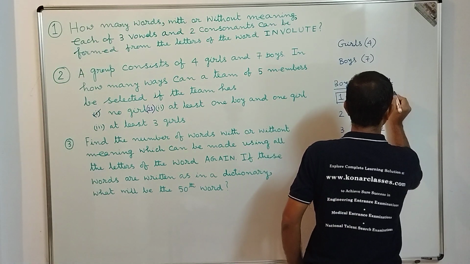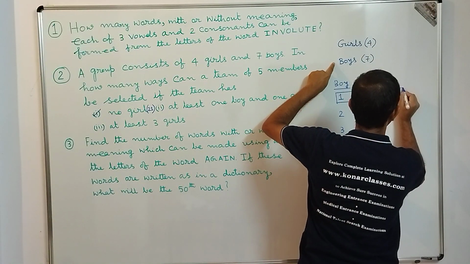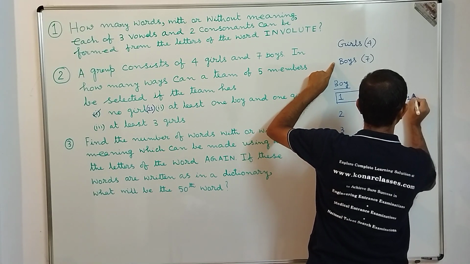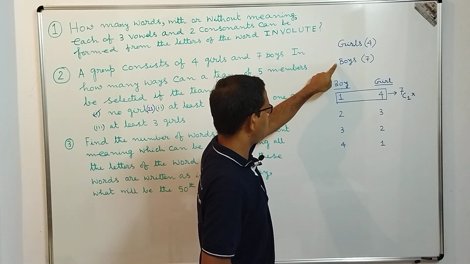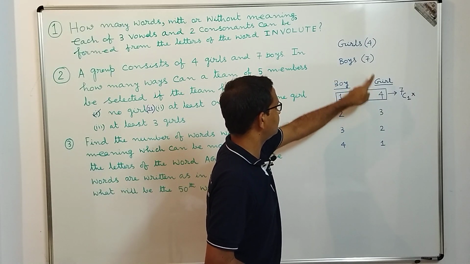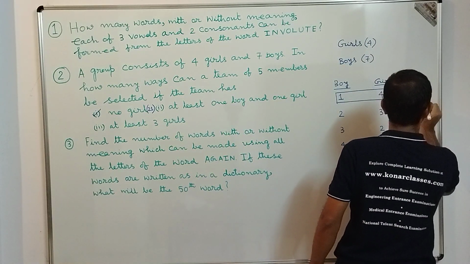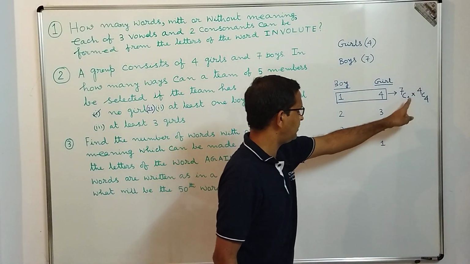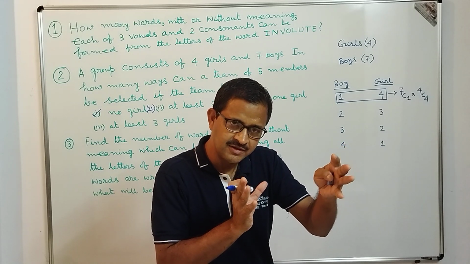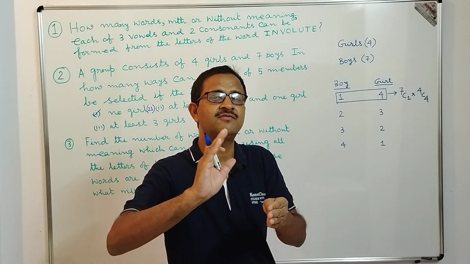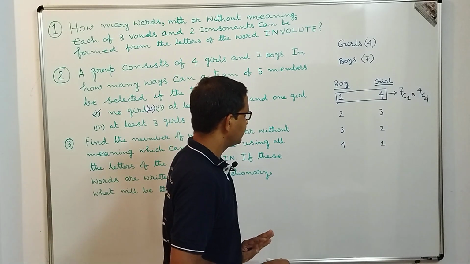In how many ways can we select 1 boy from the set of 7 boys? That is 7C1. And for each selection of this 1 boy from the set of 7 boys, in how many ways can we select 4 girls from the 4 girls? That is 4C4. I hope you understood the principle of multiplication. After selecting 1 boy from the 7 boys, for each of these selections we can select the 4 girls from 4 girls in 4C4 ways. 4C4 is just 1.